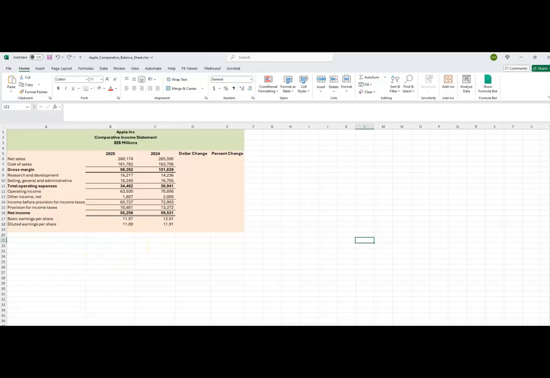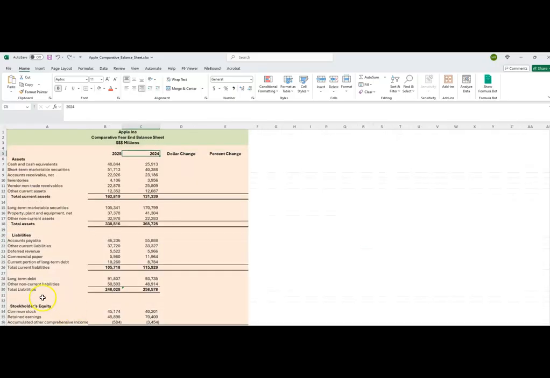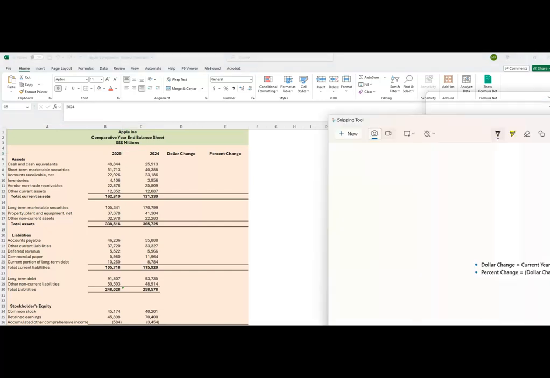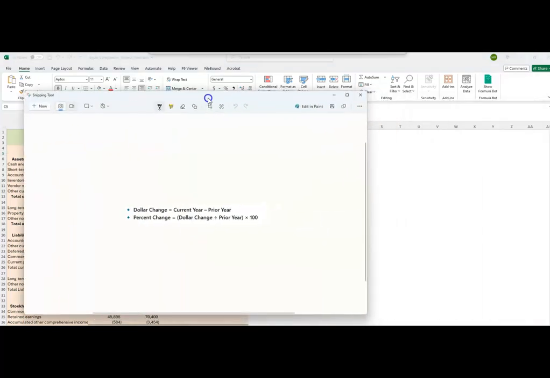financials, right? Now, in order for us to start this analysis, we need to first learn a little formula. It's very basic. So let me show you the formula right here. There are two of them that we can combine. The first one is that the dollar change is going to be the current year minus the prior year. The dollar change is equal to the current year minus the prior year.